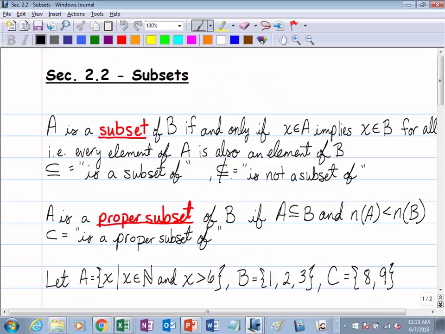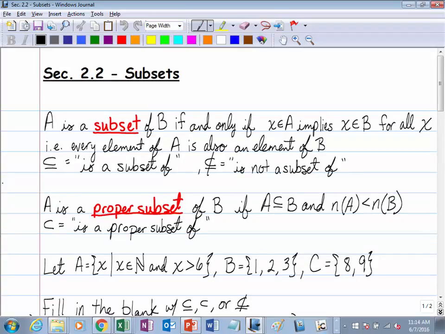All right, so let's go ahead to section 2.2, which is about subsets. And I mentioned this a little bit earlier. A is a subset of B if and only if x is an element of A implies x is an element of B for all values of x. That sounds more confusing than what it is.